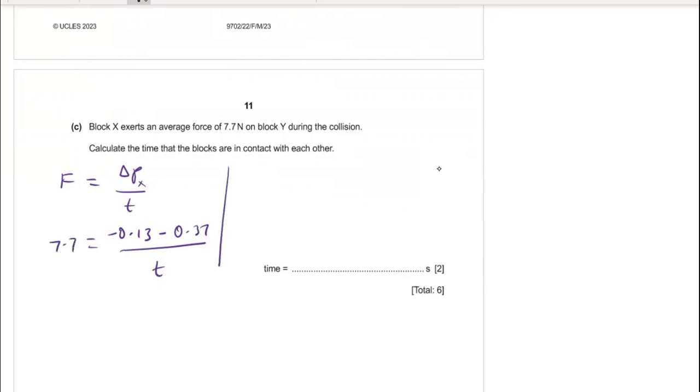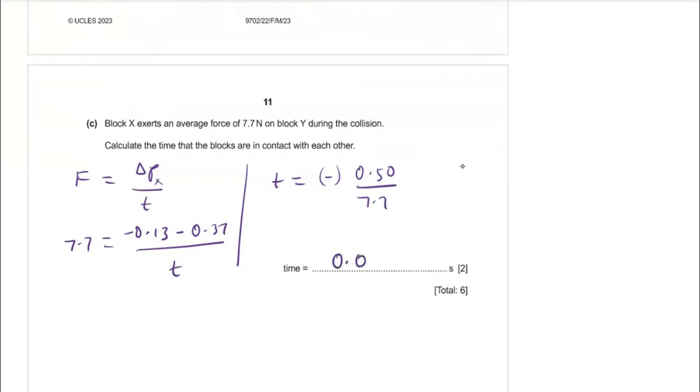So therefore, from here, that should be 0.5. So t should be equal to negative, which we are going to ignore, 0.50 over 7.7, which is 0.065 seconds. Okay.